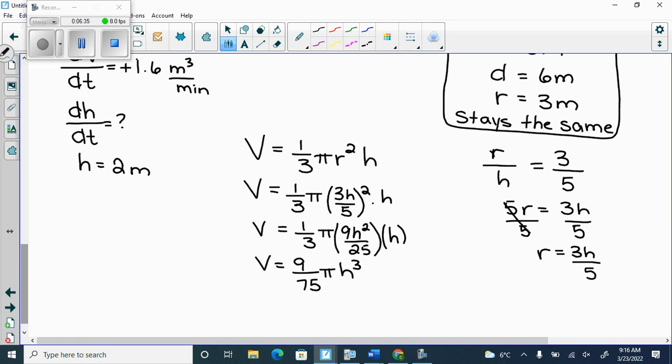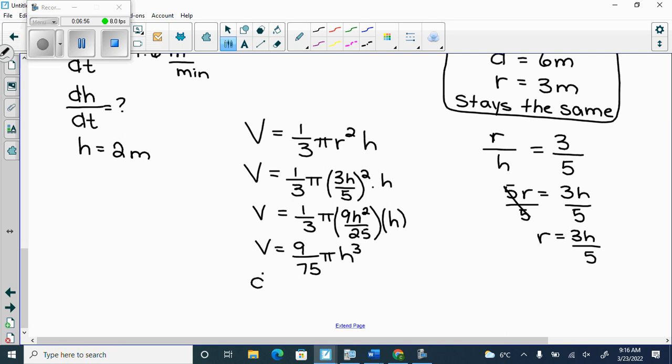Now, if I differentiate this, do I have the right information? Yes, I'm going to need dV over dt, I'm going to need an h, and I'm going to need a dh over dt. I have an h, I have a dV over dt, I need to solve for dh over dt, we're going to be good. But if we would have differentiated before, we wouldn't have had enough information to solve it. So let's do the derivative of it now.